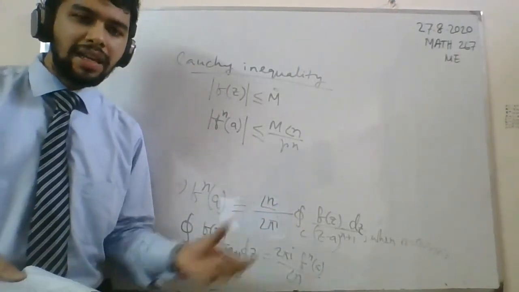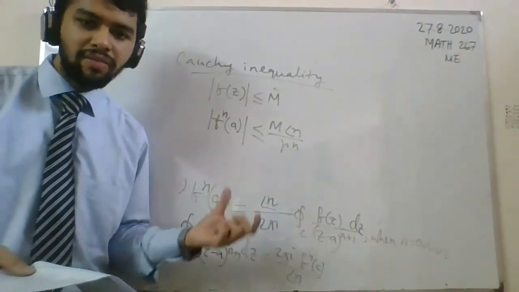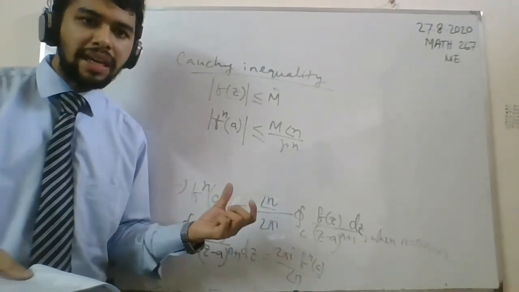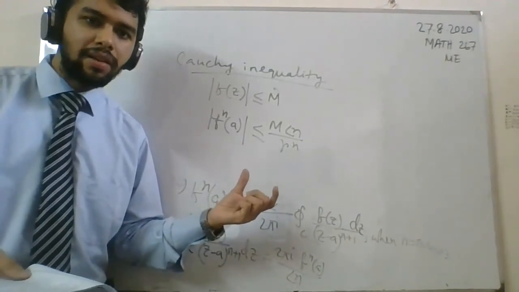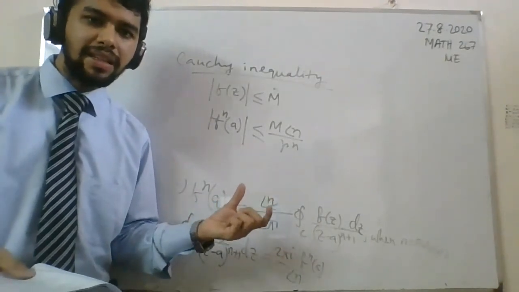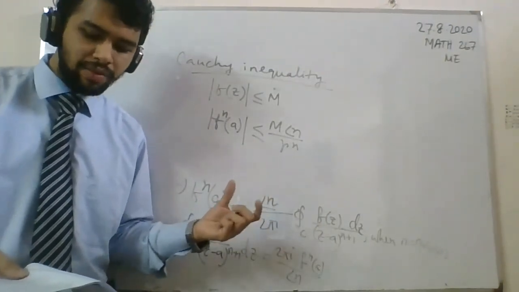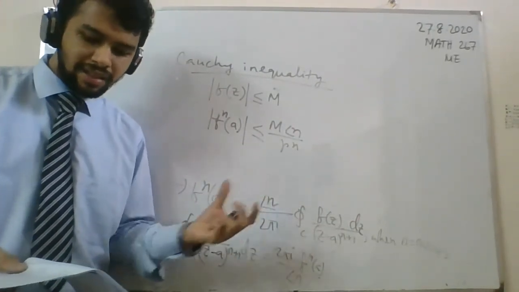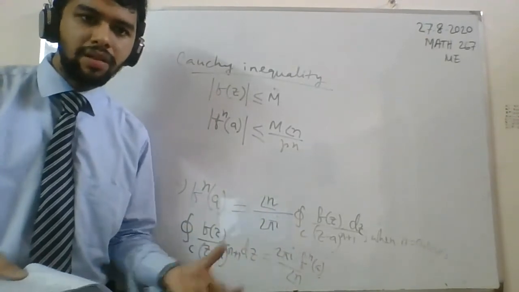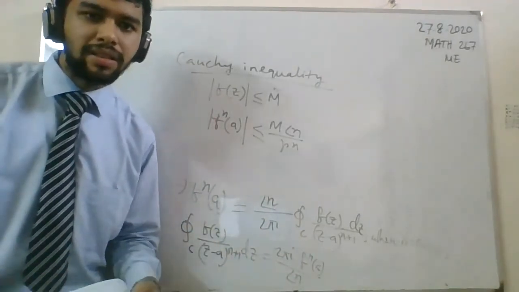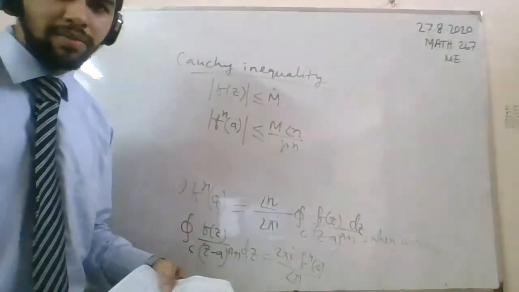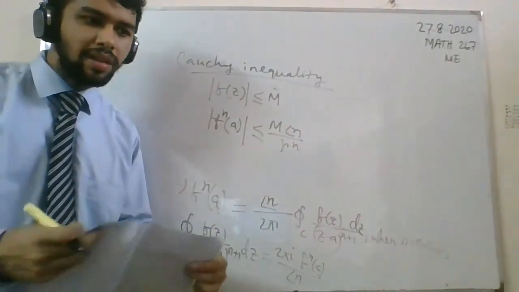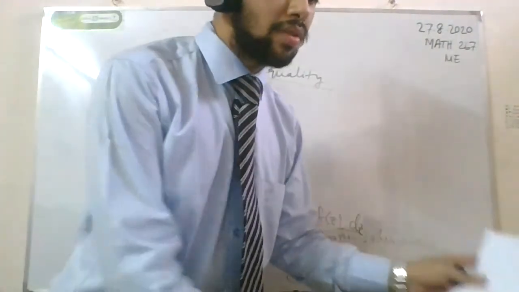So for f(b), by the Cauchy integral formula we derived, f(a) equals 1 by 2 pi i integration f(z) divided by (z minus a) dz. Here you have to take another function f(b) and just compute f(b) minus f(a), then you get your required answer. So take a look at Liouville's theorem and Cauchy inequality, and if there is any problem, then come to the next class.